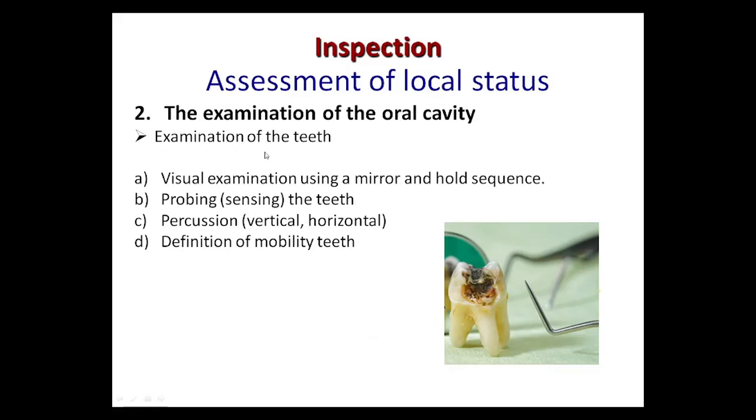And during examination of the teeth, we usually estimate. First, we provide visual examination using a mirror and hold sequence, probing or sensing the teeth, percussion, vertical and horizontal, and definition of mobility of teeth.